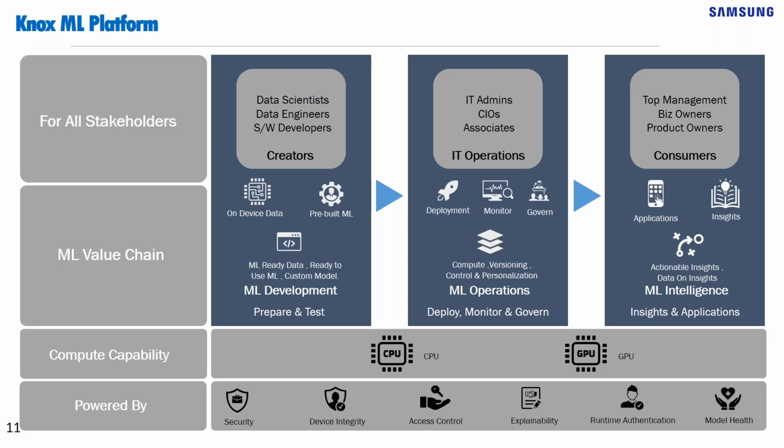So imagine that you have a model to be run on the edge device. You need to use some input. That input you can take from the device itself using this on-device data, and you can pass it to the Knox ML ecosystem, execute your model, and get the output back.